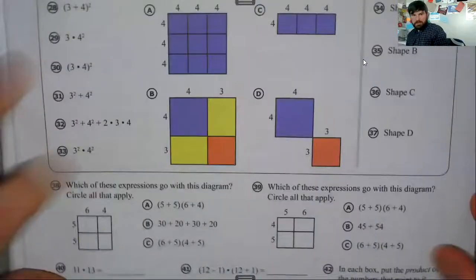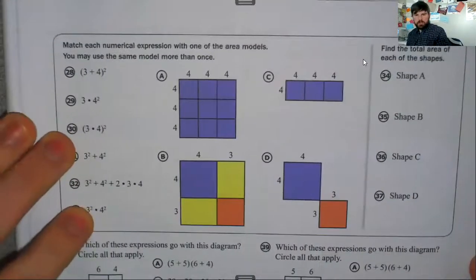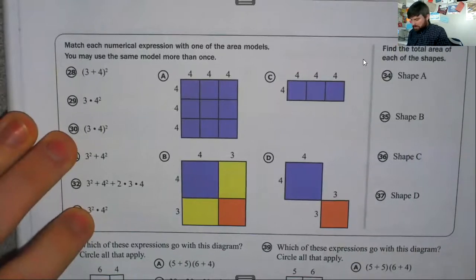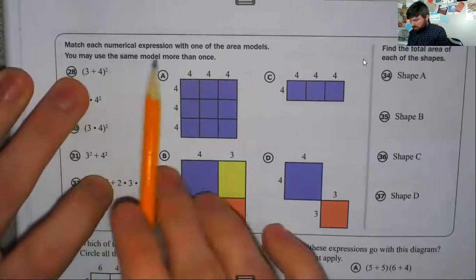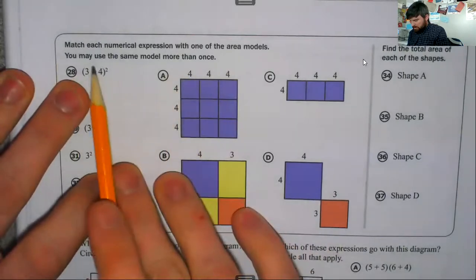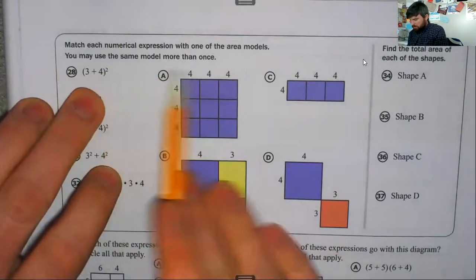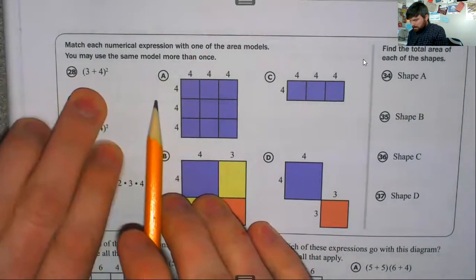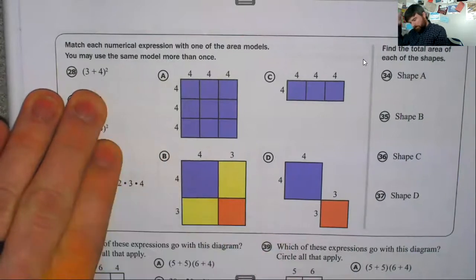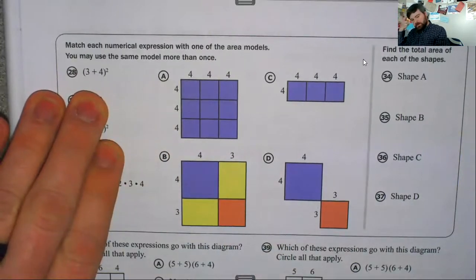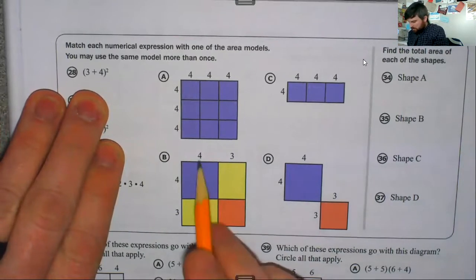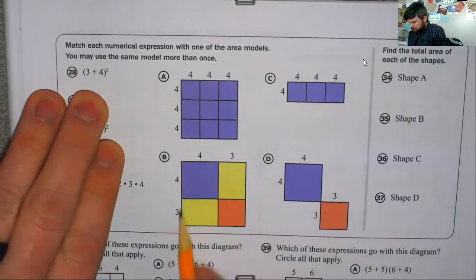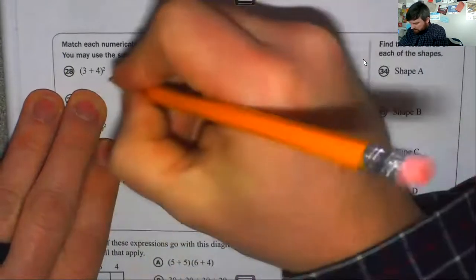Okay, here on page 19, we're looking at some trickier models. So match each numerical expression with one of the area models. You may use the same model more than once. Okay, so we have 3 plus 4 squared. So that means you're going to take 3 plus 4 in a segment and you're going to make a square out of it. So 3 and 4, and you have a square 3 and 4. So this is B.